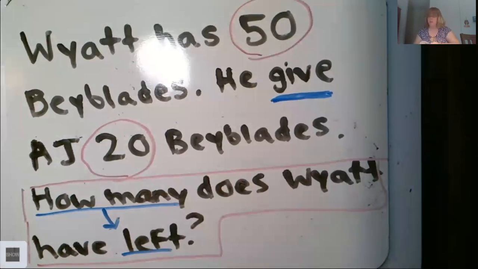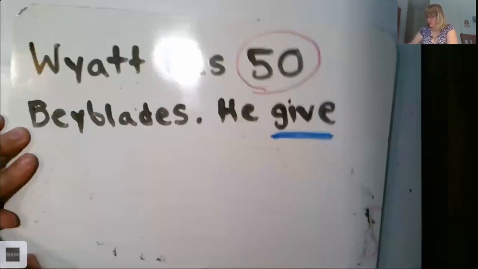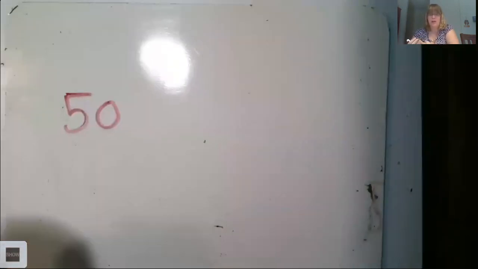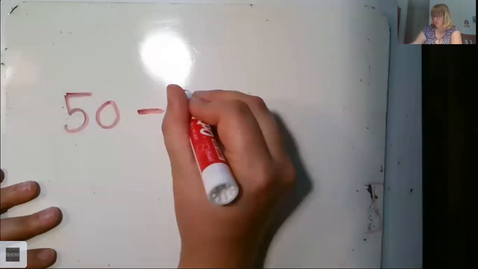So our next step is to write the problem or the equation. And our equation is kind of the math way of telling the story. So instead of writing it out, we're going to say Wyatt had 50 Beyblades. This is the bigger number. This is what he started with. That always comes first. And we know he gave away, or he's subtracting, 20 for AJ.